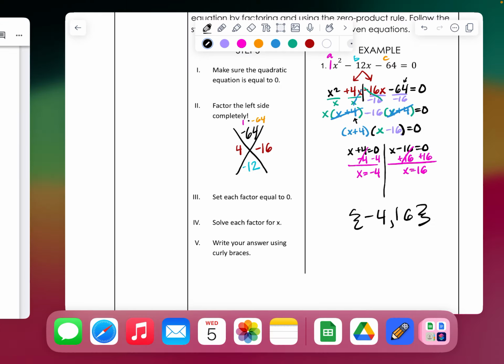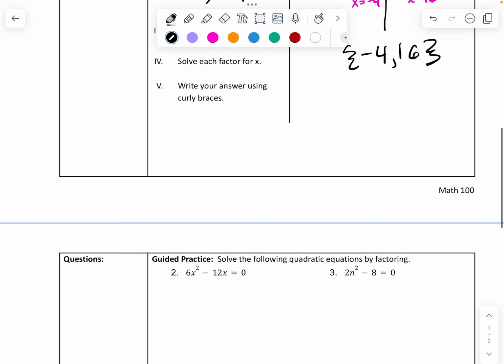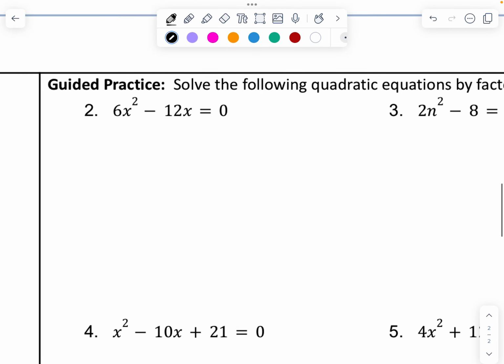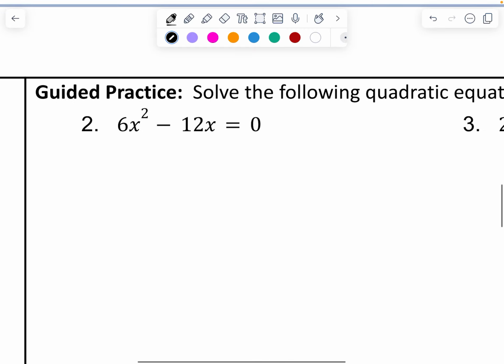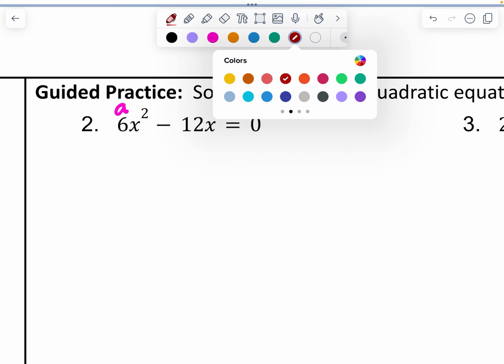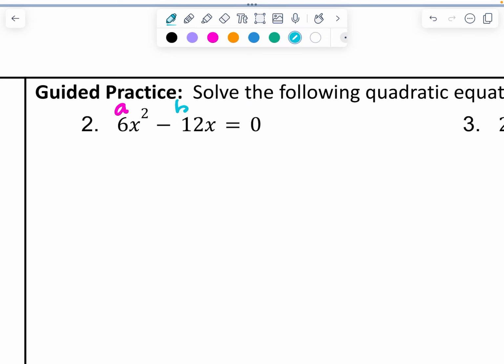Let's do some more examples. Okay, so here I have a quadratic equation that doesn't have a c, or c is equal to 0. We only have a and b. But c is 0. When I have ax squared plus bx, I can just factor by GCF.